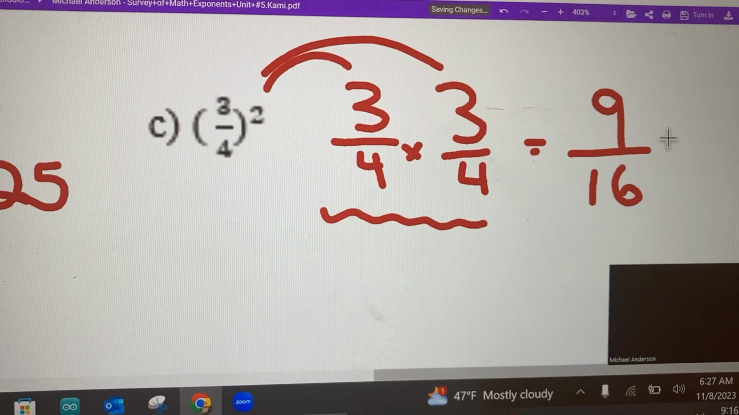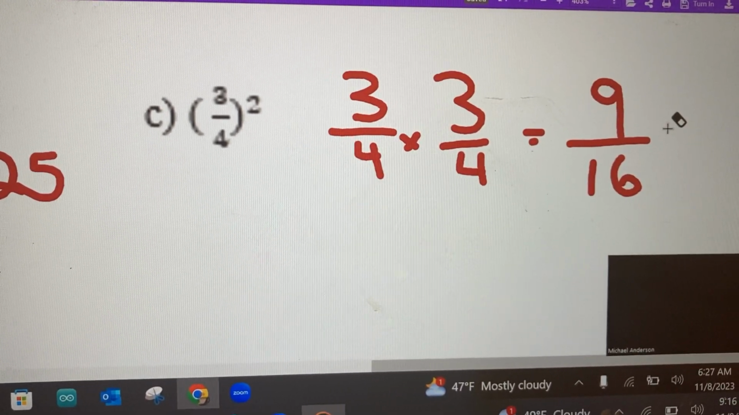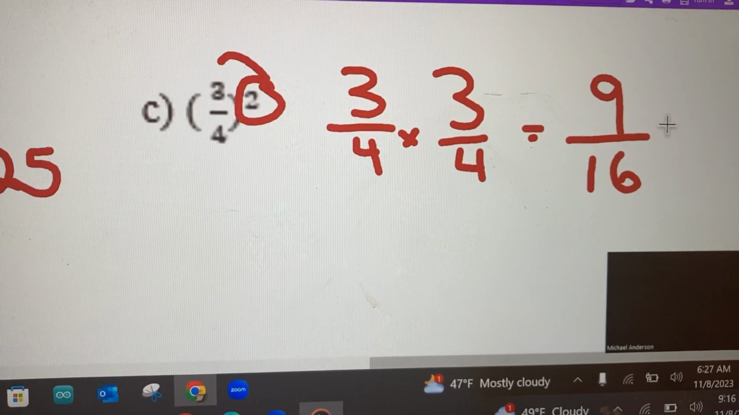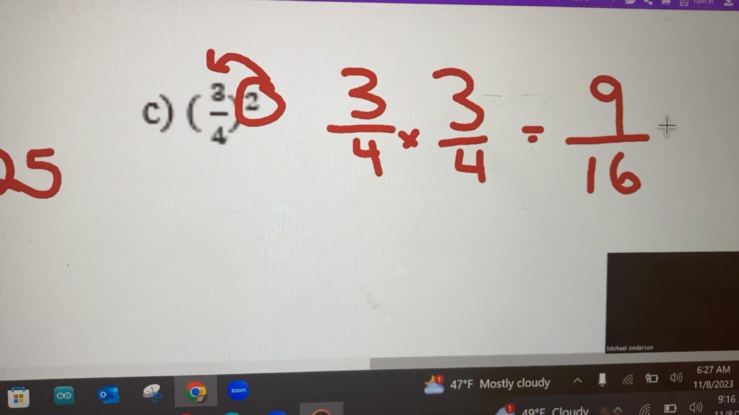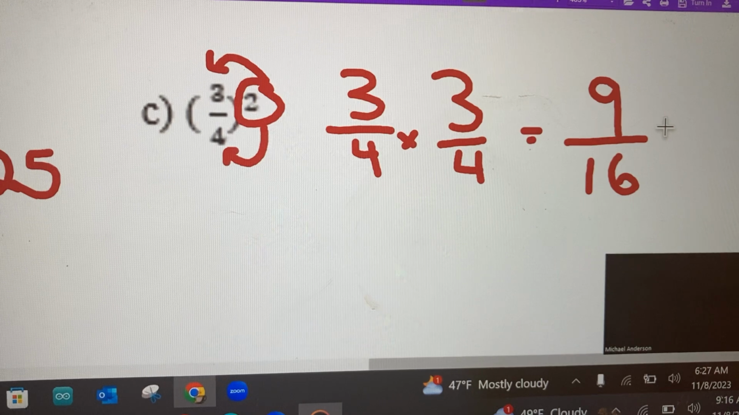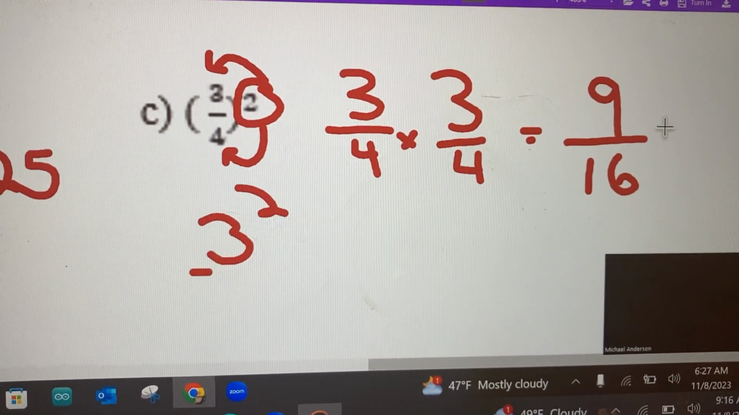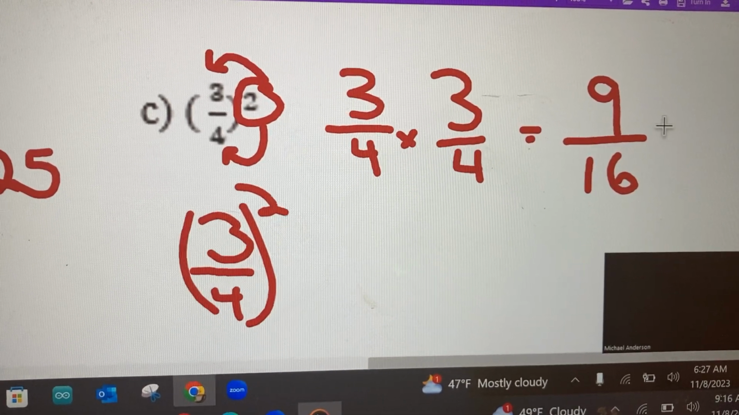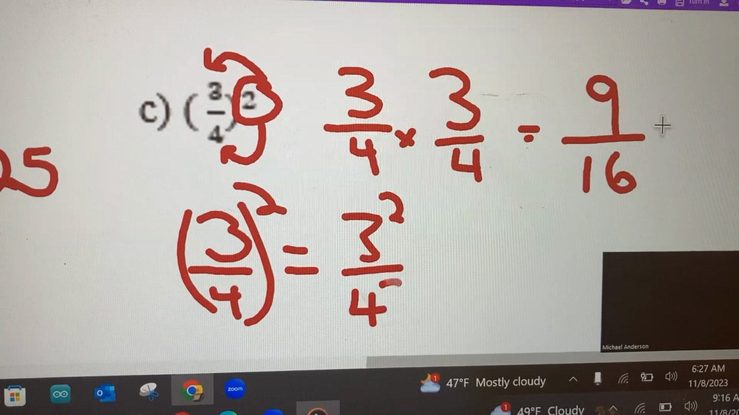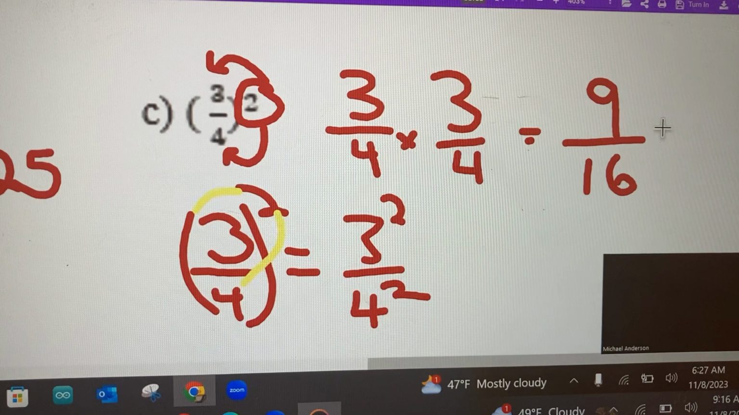I could have thought to myself that I'm just going to simply raise the top and the bottom to the power of 2. So this power of 2 goes to the 3 on top to make the 9, and we square the bottom to make 16. So when I see 3 fourths squared, that's the same thing as 3 squared over 4 squared. The 2, or the power, goes to the top and to the bottom.